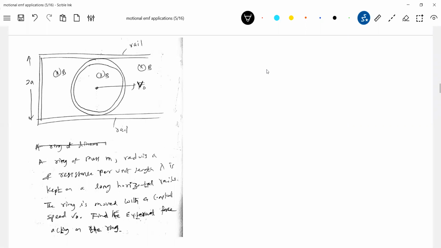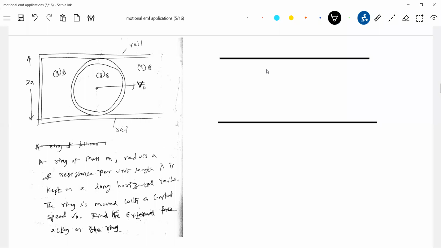There's a uniform magnetic field, long rails are there, and the ring is moved with a constant speed V0. Find the external force acting on the ring. Now go back to the motional EMF. We said effective EMF, effective length, the idea of effective length, so the same thing here. Break up this ring into two parts.